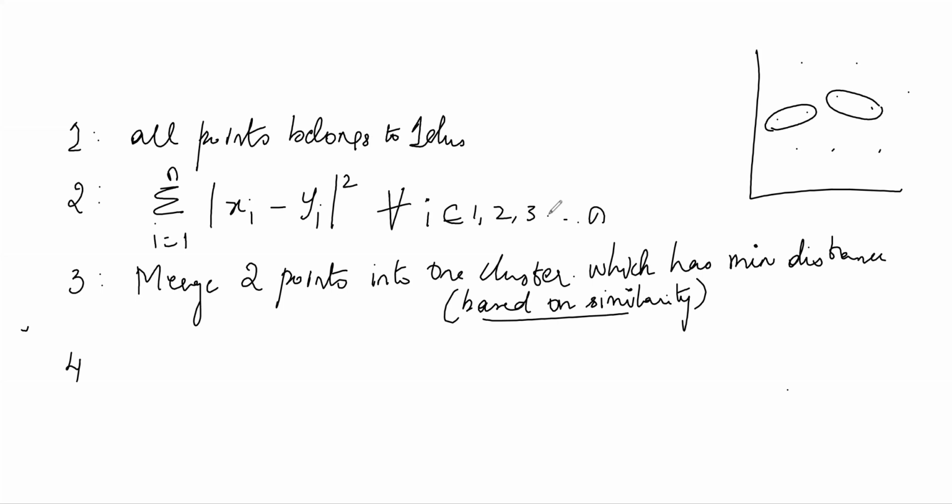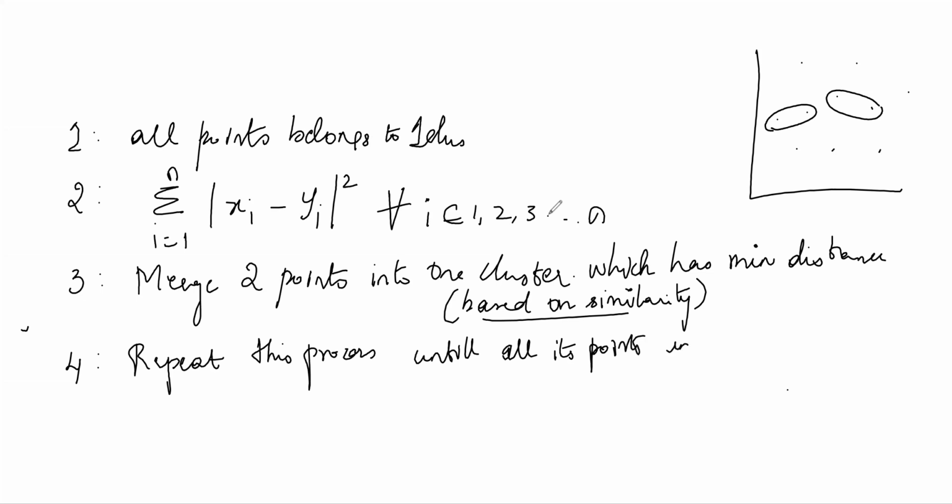And step 4, repeat the process until the points in the data set are exhausted. So I have to repeat the same step. What will I be performing? I will consider the distances between the two and check which has the lowest distance. I will group them into a cluster. That is what I'll be doing repeatedly. So repeat this process until all the points in the data set are exhausted.